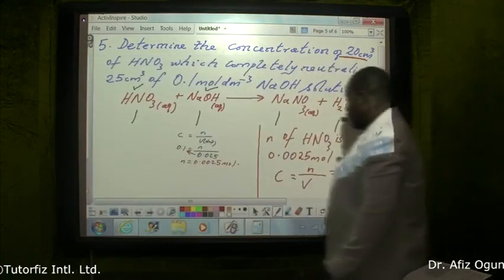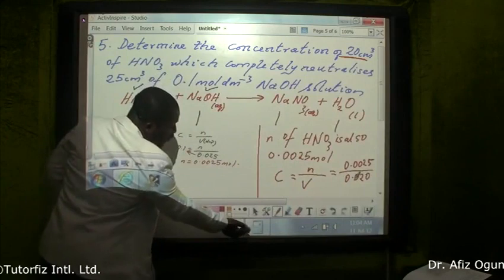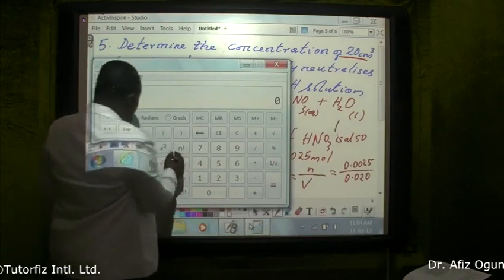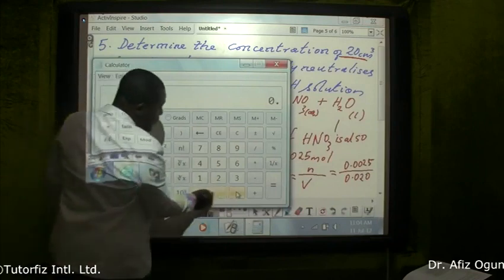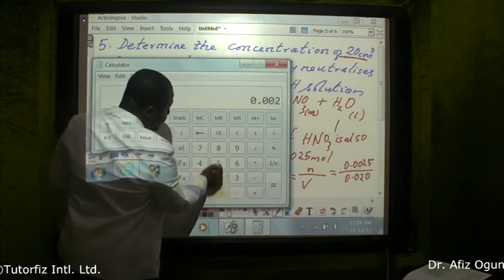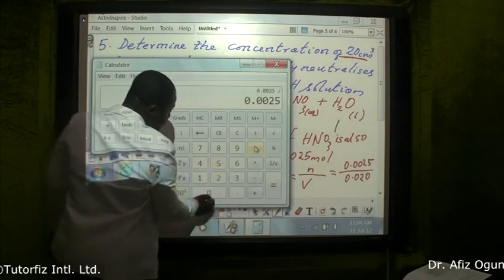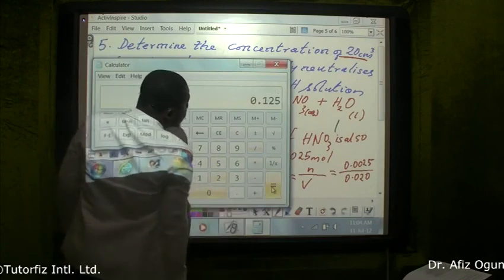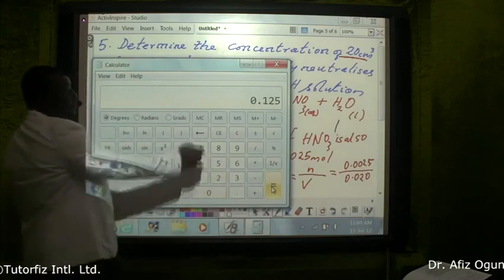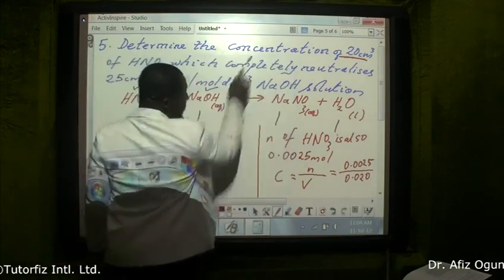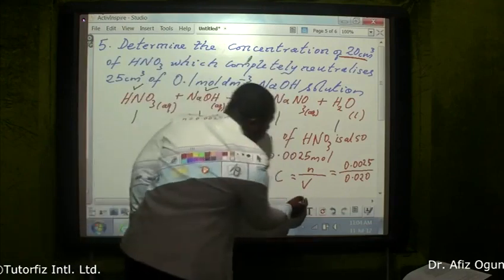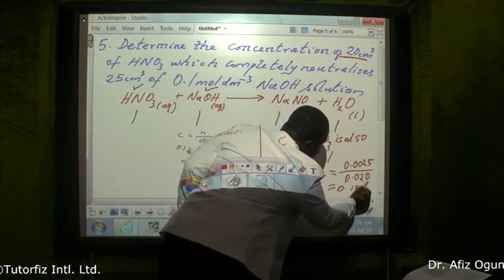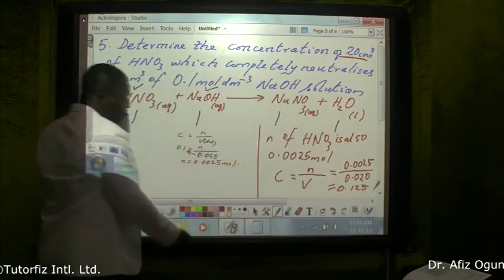If I now divide this one out, I will get the concentration of the unknown, the unknown concentration of nitric acid, which is 0.0025 divided by 0.02. That is 0.125 mole per dm cube. So what I'm looking for is 0.125. So my answer is 0.125 mole per dm cube.